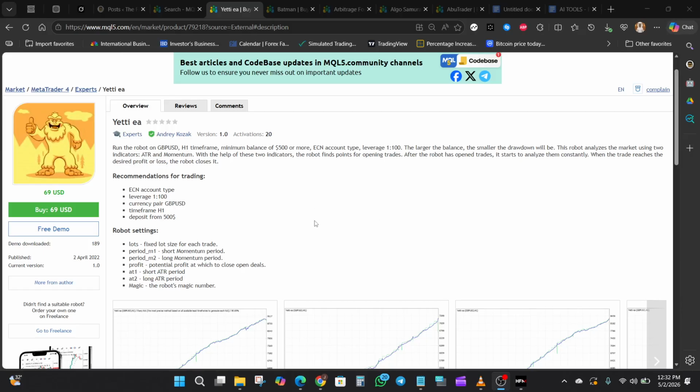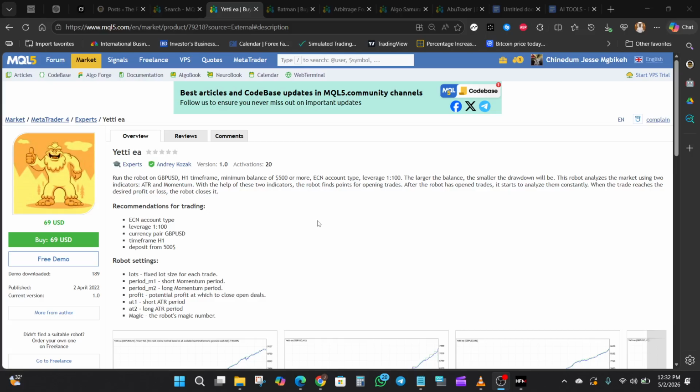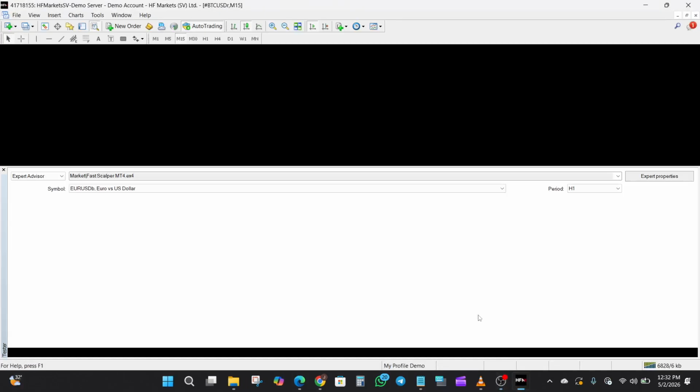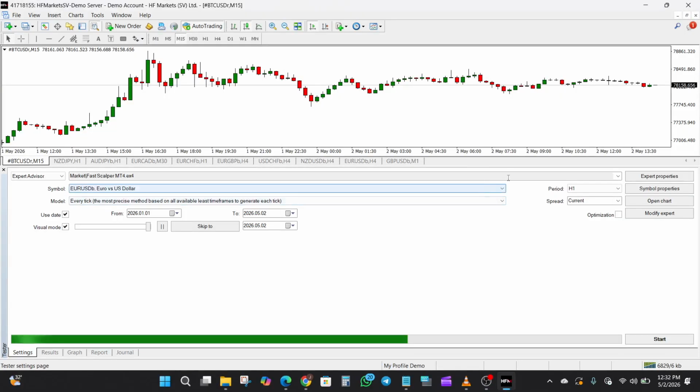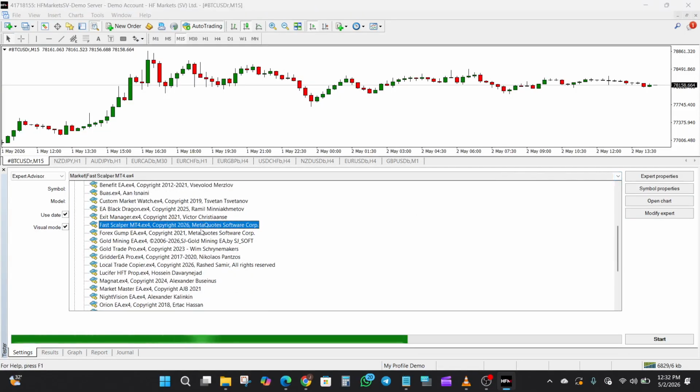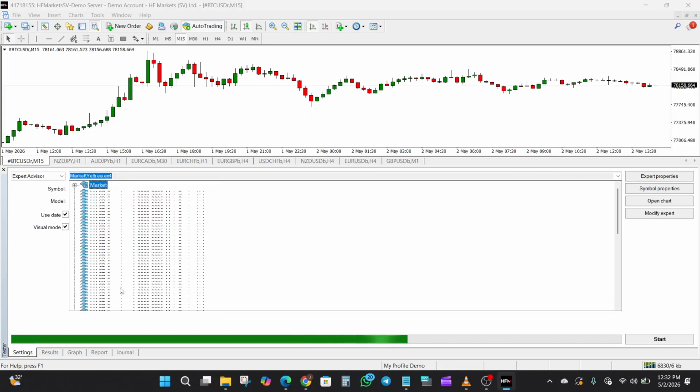All right, now let's move into the back testing, because this is where we really see how the EA behaves. So, we are going to be running the back test on the recommended currency pair and the recommended time frame. So let's head over to our strategy tester now, and let us select the Yetti EA.